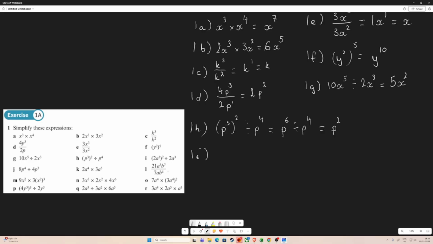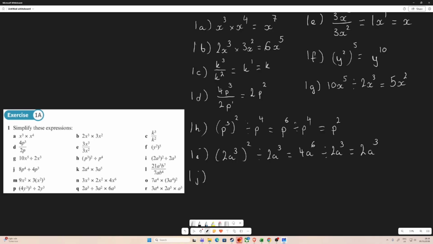1i. What do we have? We have 2a cubed all squared divided by 2a cubed. Again, let's do it step by step. This time we have a coefficient in the brackets, which we need to multiply out. So 2 times 2 is 4. A cubed squared is a to the power of 6. Divide that by 2a to the power of 3. 4 divided by 2 is 2, and 6 take away 3 is 3.